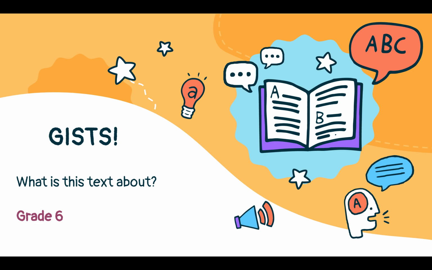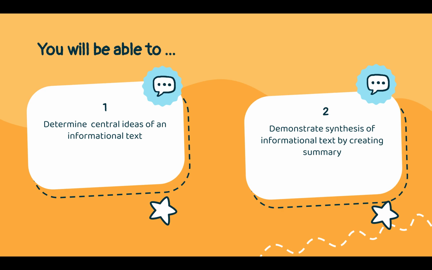Have you ever read a book, an article, or a part of a text and then wondered, what am I reading? What is this about? Today we're going to be answering that question together using the GIST strategy. Using this strategy, you'll be able to determine central ideas of an informational text. You'll also be able to show your understanding of that text by creating a summary.